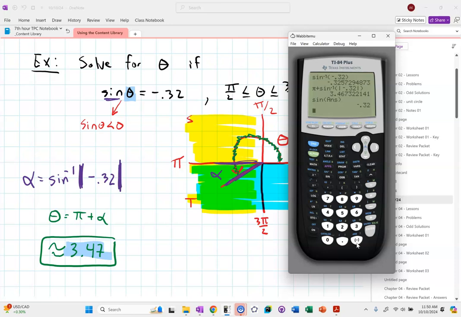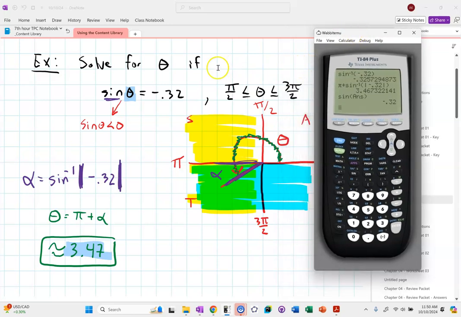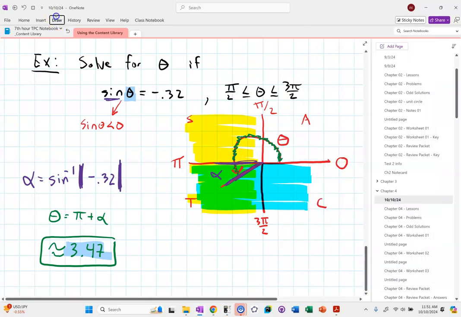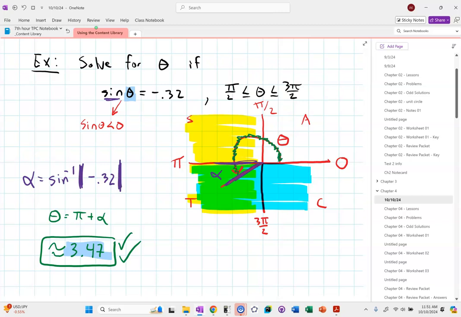The next thing I want to check is to make sure 3.47 is in between pi over 2 and 3 pi over 2. So the easiest way to do that is to just convert them both into decimals. So pi over 2, well, my answer is bigger than 1.57. So we're good on that end. And 3 pi over 2, well, my answer is smaller than 4.71. So I'm convinced I have the correct answer. That it gives me a solution to sine equals negative 0.32, and it lies in the desired interval.